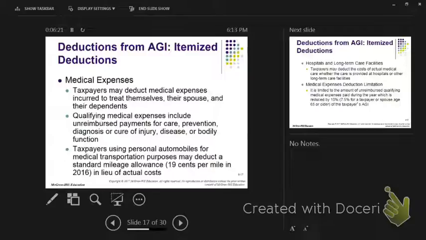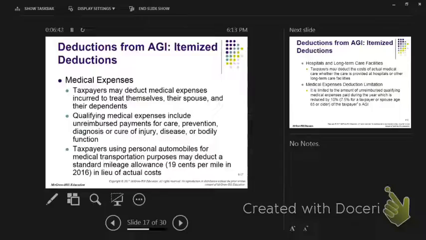Because remember, part of doing taxes is being an advisor to them and letting them know what you think and what you don't think and how you want to proceed. So that's something we have to do as well. And then taxpayers can also use their personal automobile as transportation, and you can deduct that mileage as well.